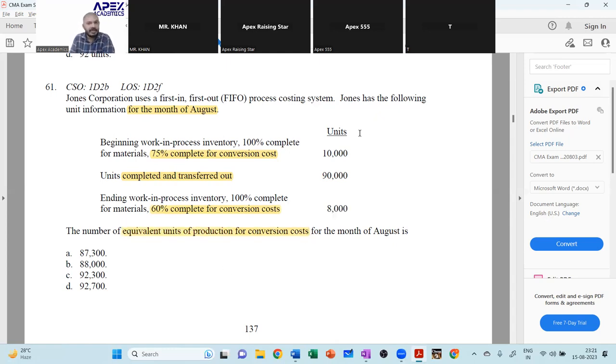Let me begin my statement by saying that in this period, you had 10,000 units sitting on the shop floor. And out of those 10,000 units, they were 75% completed. What is the meaning of that? That 25% work is yet to be done. Yes or no? That 25% work is yet to be done. Agreed or disagreed? Agreed, sir.